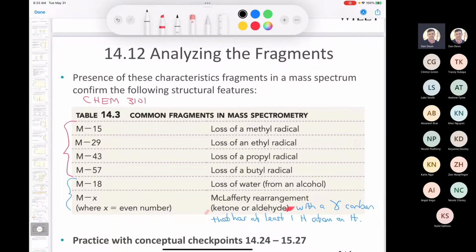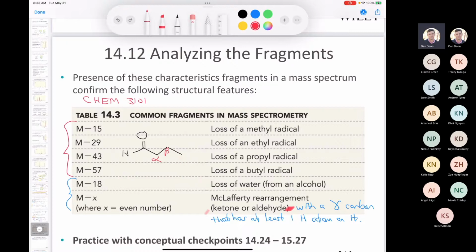Well, look, if you had an aldehyde, let's say you had this aldehyde, very simple aldehyde. This is called acetaldehyde. It cannot undergo a McLafferty rearrangement. Why? Because it only has an alpha carbon. Let's say I had this. This is called propionaldehyde. It can't undergo a McLafferty rearrangement because it only has an alpha and a beta carbon. You've got to have a gamma. Let's say you had this compound. This is called butyraldehyde. Butyraldehyde can undergo a McLafferty rearrangement because it does have a gamma carbon.